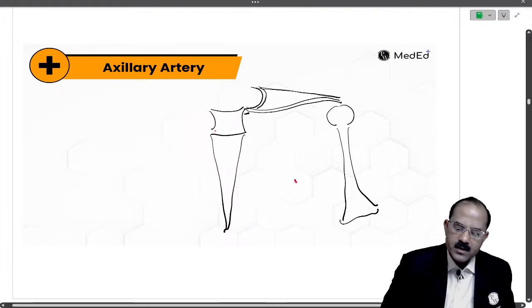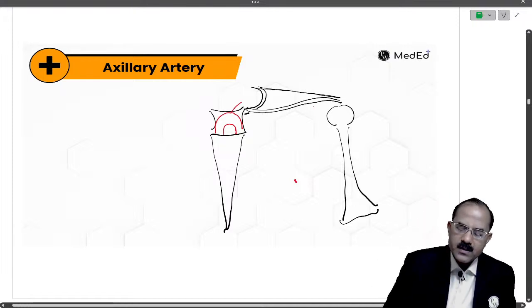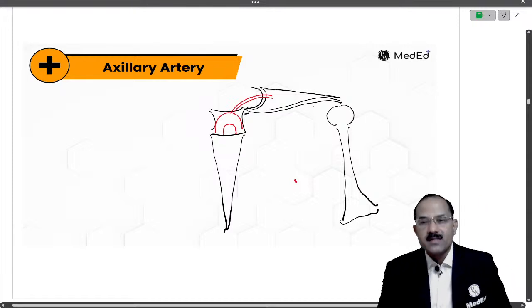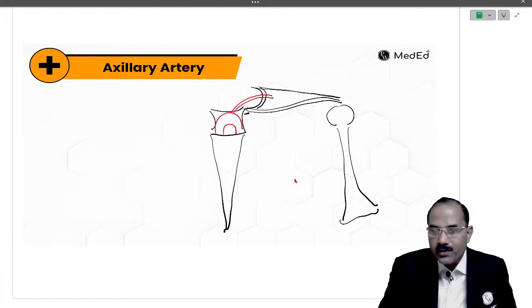So, bacha, what is this behind the manubrium sterni? That's the arch of aorta. Arch of aorta. And what is this artery which arises from the arch on the left side? That's the subclavian artery. The subclavian artery crosses the outer border of the first rib.